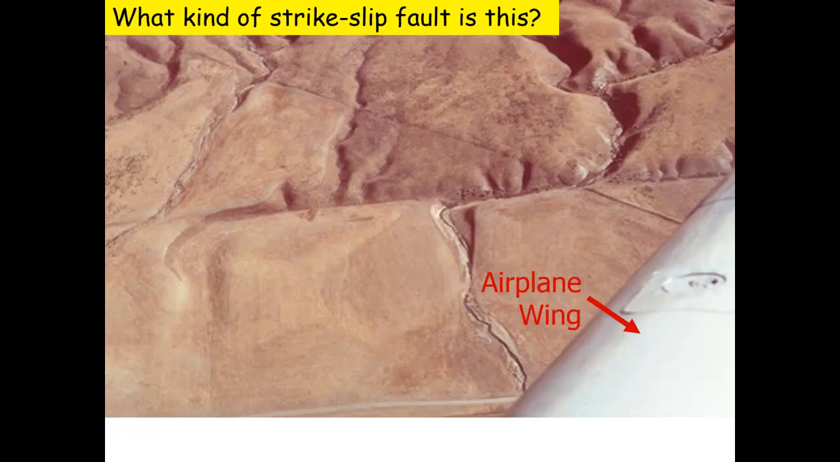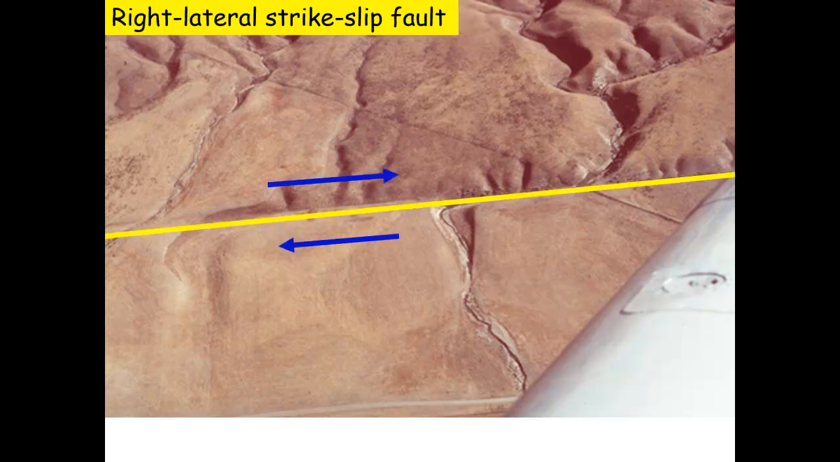How about this one here? What you're looking at is the land and you're looking out of an airplane, so you can actually see the wing is sort of in the picture here. But you can see a river here, and the river is making a sharp right turn. And the reason for that sharp right turn in the river is because it's been displaced by movement along a strike slip fault, which is again a right lateral strike slip fault.